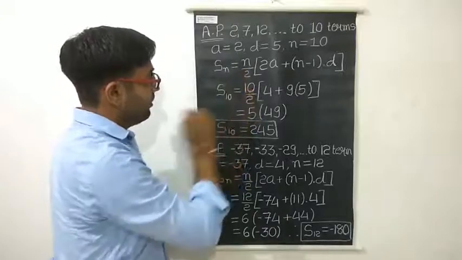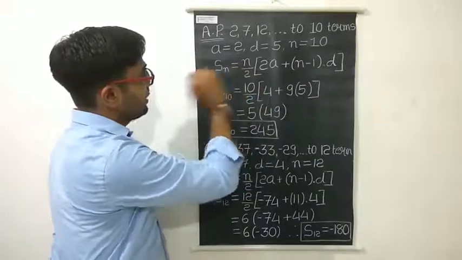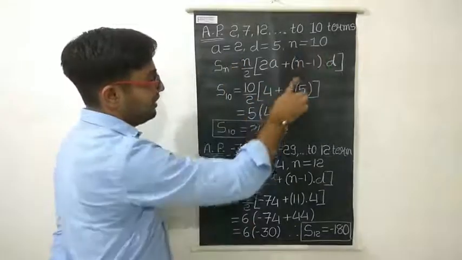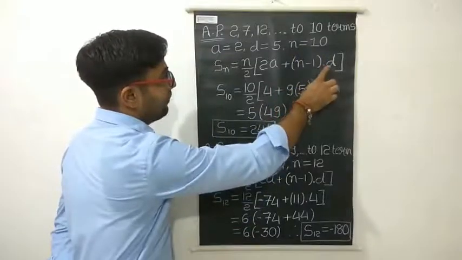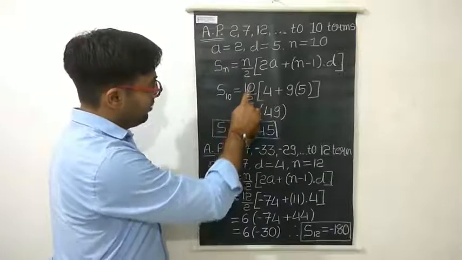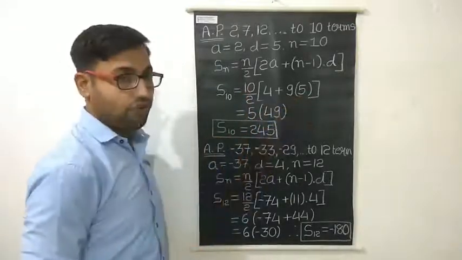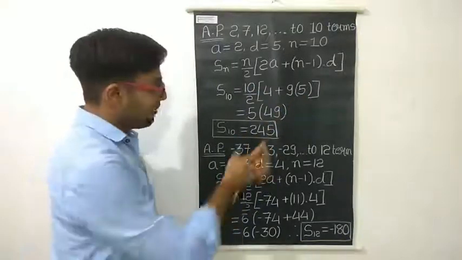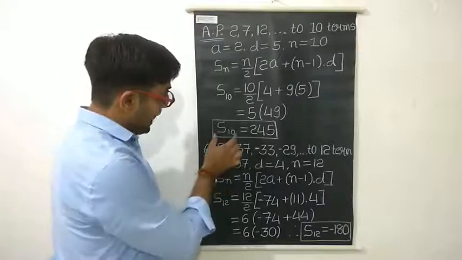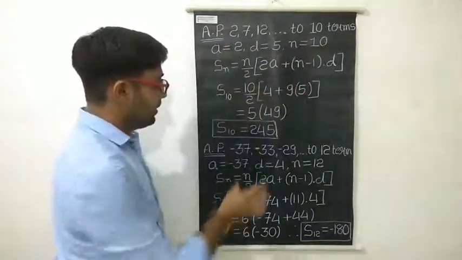So here 10 upon 2, 2a. 2a means 2 multiplied by a. So a is 2, so 2 twos are 4. n minus 1, n is 10, 10 minus 1 is 9. And the difference is 5. Okay. Now 10 upon 2 is 5. 9 fives are 45. 45 plus 4 is 49. By multiplying this, we get 245. So the addition of the first 10 terms of this given AP is equal to 245.